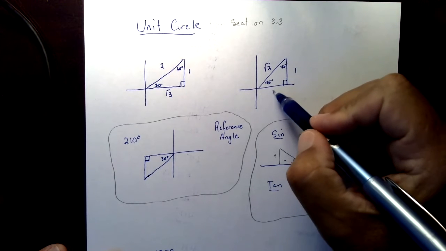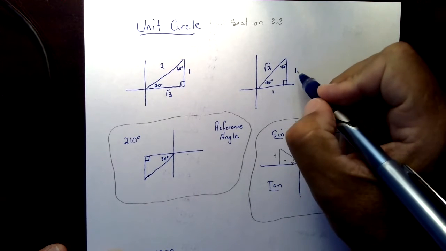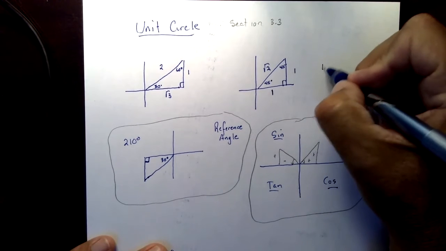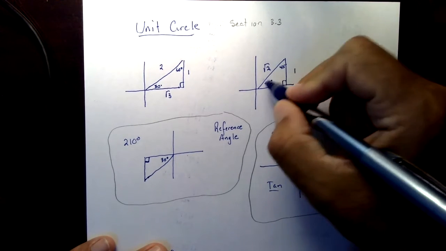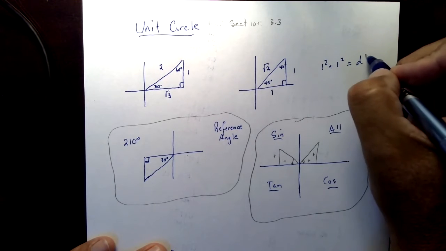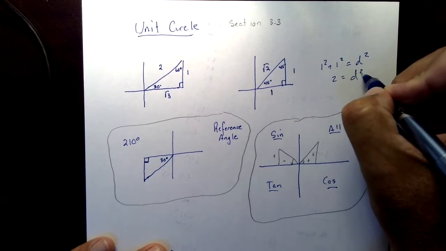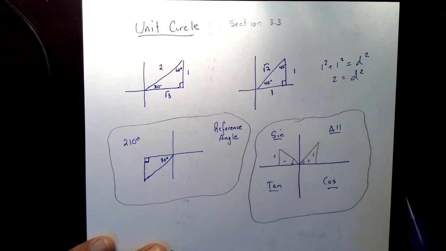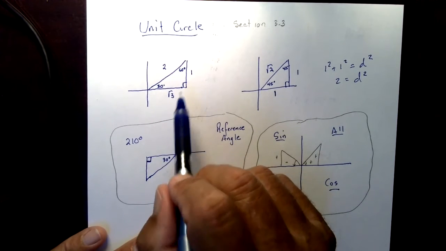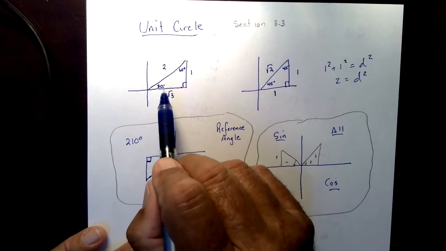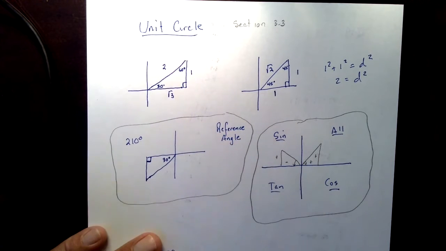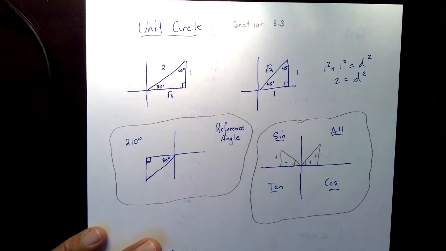Now the values for the 45, 45, 90 are the easy ones, because if this guy is of length 1, this guy has to be of length 1, and I do 1 squared plus 1 squared equals that distance squared, so I get 2 equals d squared, or d equals the square root of 2. So that's where my 45, 45, 90 comes from. 30, 60, 90 is a little more involved, but a lot of people will just memorize it. The opposite to 30 is the 1, square root of 3 is opposite 60, and the 2 is the hypotenuse.